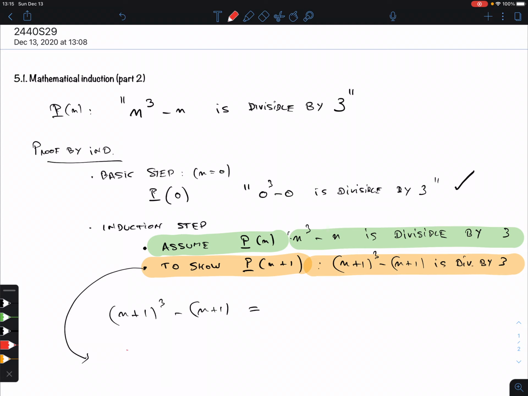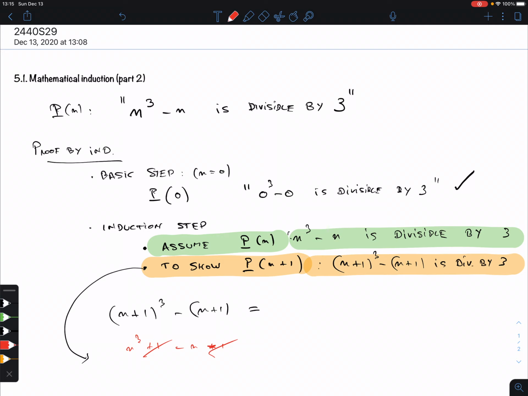Say, oh, this is n cubed plus 1, and then minus n plus 1, minus n minus 1. So these cancel, and this is the same as n cubed minus n. We know it's divisible by 3, so this is divisible by 3. Wrong proof, because it's wrong algebra. We used induction correctly, but we used the wrong algebra.